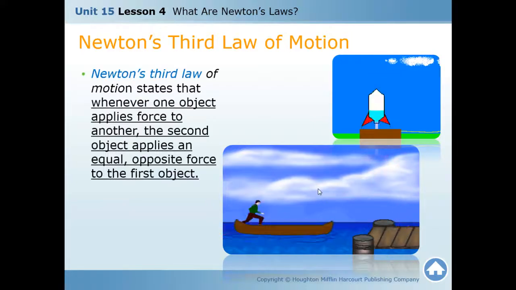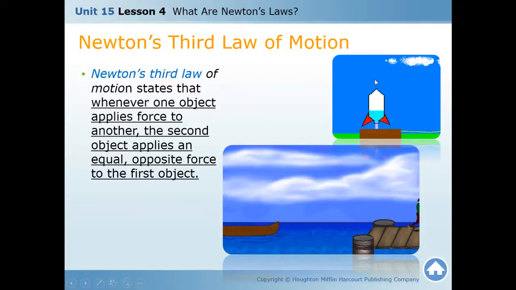Newton's third law states that whenever one object applies force to another, the second object applies an equal and opposite force to the first object. Did you see in this picture, when he starts to jump, what will happen to the boat? Yeah, it moves backward.